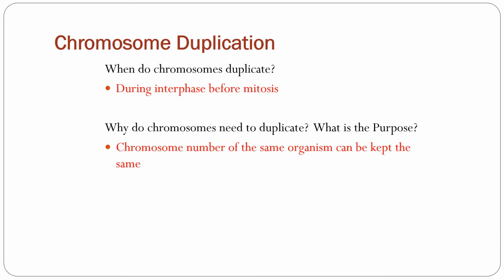Okay, so here's a question. When do chromosomes duplicate? They duplicate during interphase before mitosis. And the purpose of that is so that the chromosome number of that specific organism can be kept the same. Recall from yesterday's lesson or 2 days ago, where we talked about how certain organisms have different number of chromosomes. Well, that's because that actually is the DNA that scripts for what that specific organism is. So if the chromosome number is wrong, then that means there can be issues with development for that organism.